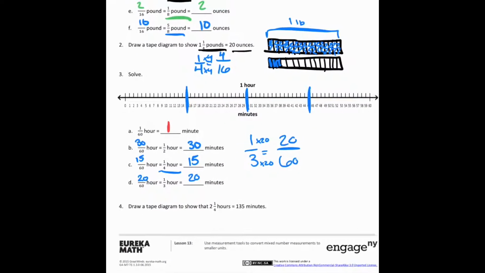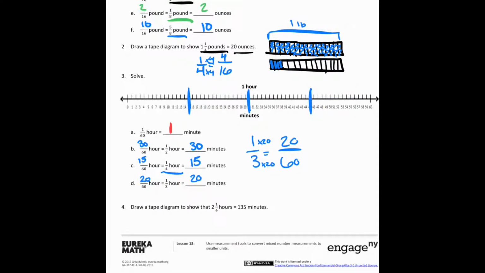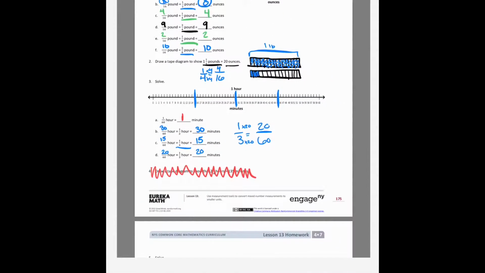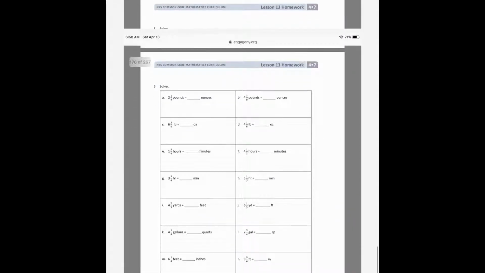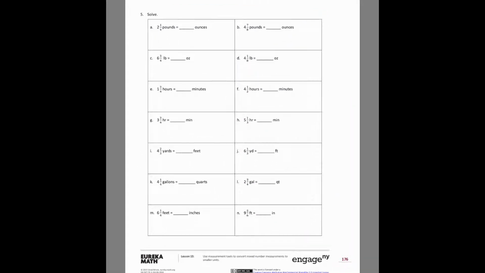All right, and we're going to skip 4 because I don't want you guys to have to draw 135 little squares on the tape diagram, but you get the gist of how to do it because we did it above with pounds and ounces. You would just have to draw some rectangles and split them into 60ths, which would take forever. So we're going to move on. All right, let's look at number 5.